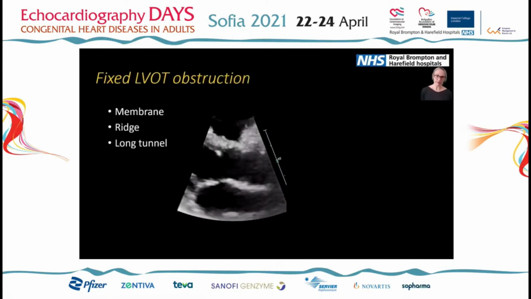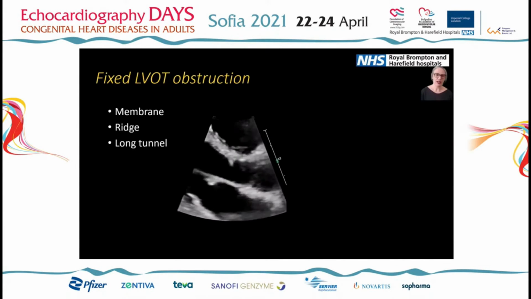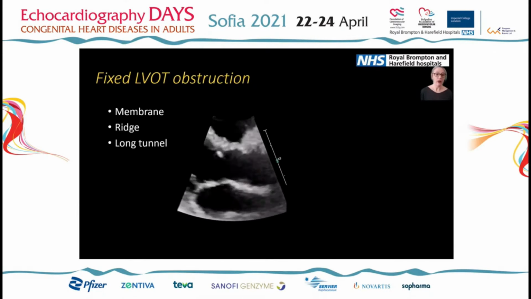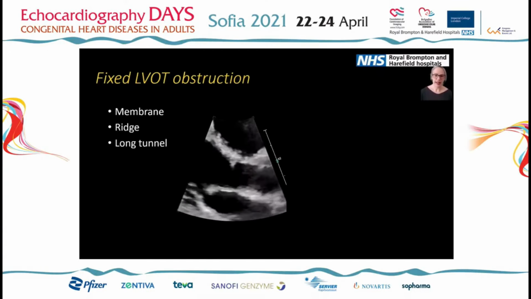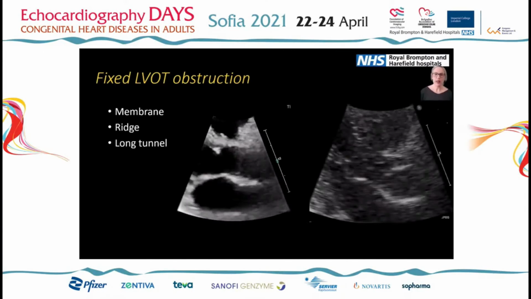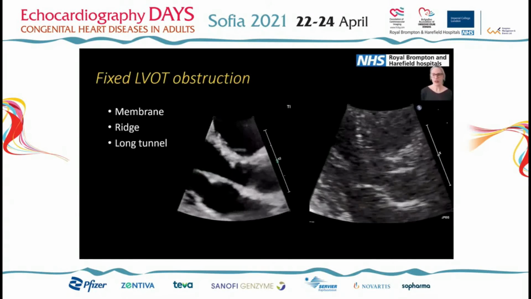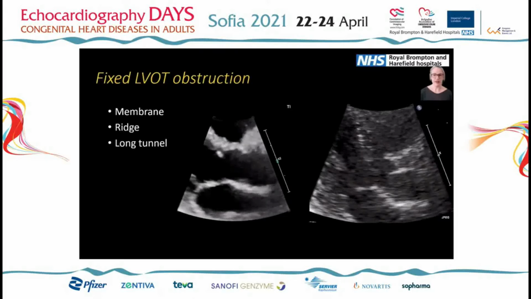Now, moving on to fixed LVOT obstructions, this can either be a membrane or a ridge, which are really the same kind of thing, or a long tubular tunnel kind of obstruction. This is a very nice case, so we can see the little nubbin on the septum there, but this is more real life, and sometimes this is all you get. So it just pays to really zoom in on these views.